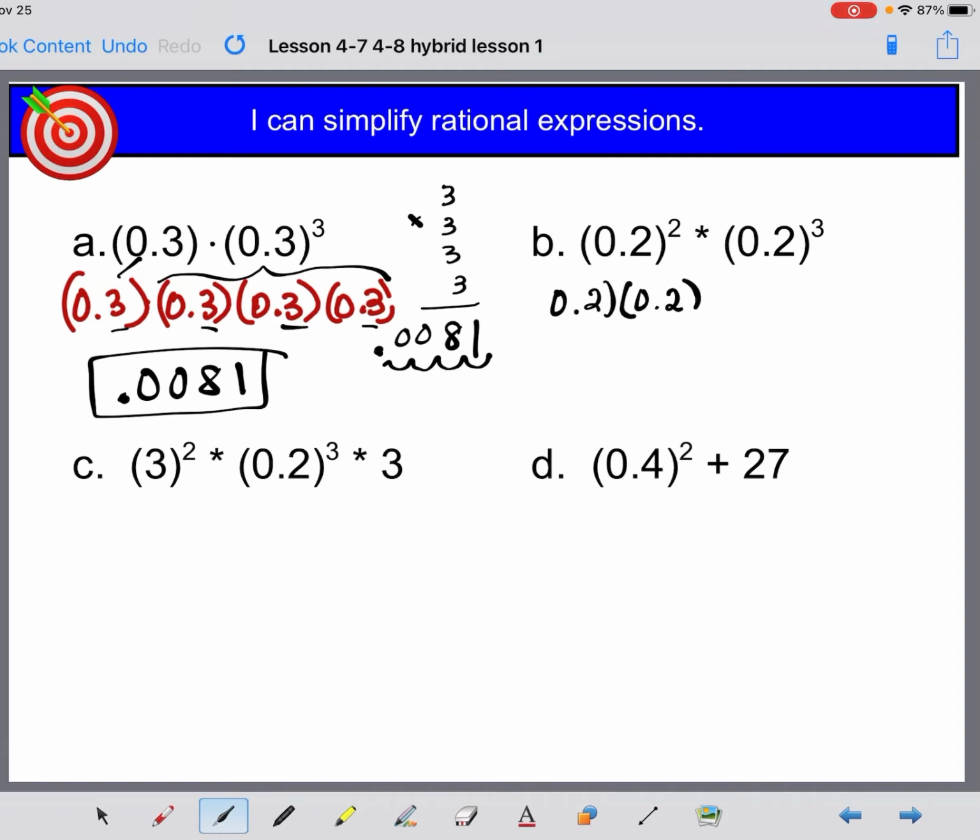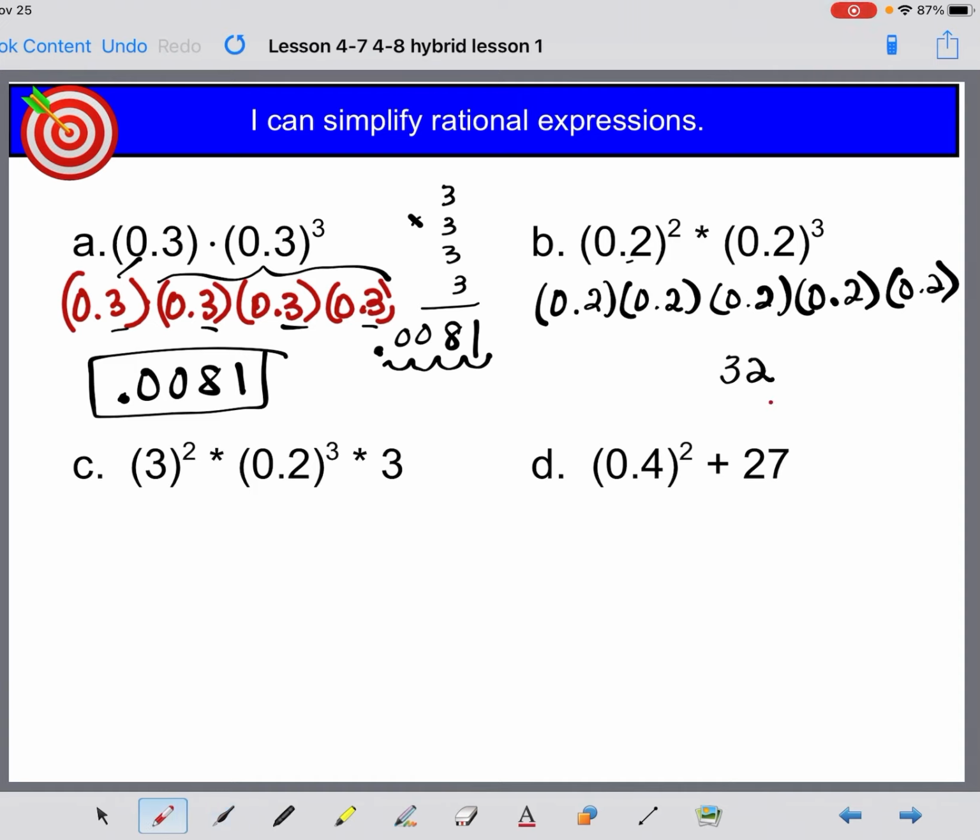times 2/10. That's what this means. And then the next one I have is 2/10 to the third power. So I'm going to write 3 2/10. So when I multiply this, remember how to multiply decimals. Multiply like the decimal isn't there. 2 times 2 is 4. 4 times 2 is 8. 8 times 2 is 16. 16 times 2 is 32.